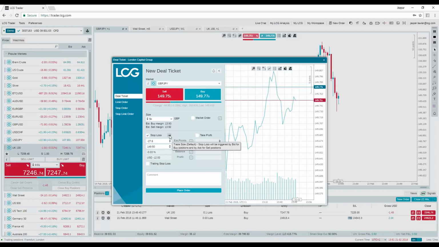So you can actually swap that around. You can just say the stop loss will be triggered by the bid for buy positions instead of the ask. So you can kind of switch it around depending which way the arrow is facing. This is a really nice option that I wasn't even aware of until recently, that LCG offers. It doesn't explain it well in this little box. It just says the same thing.